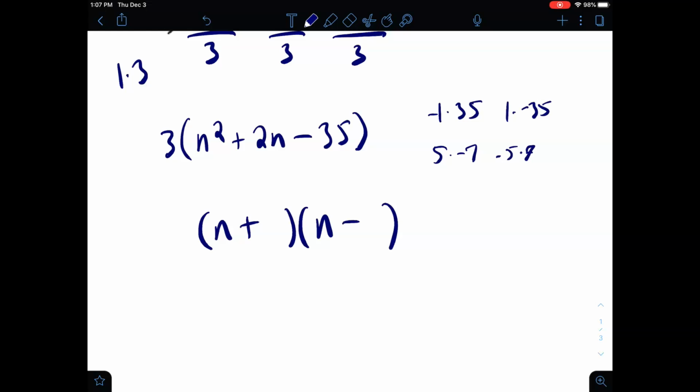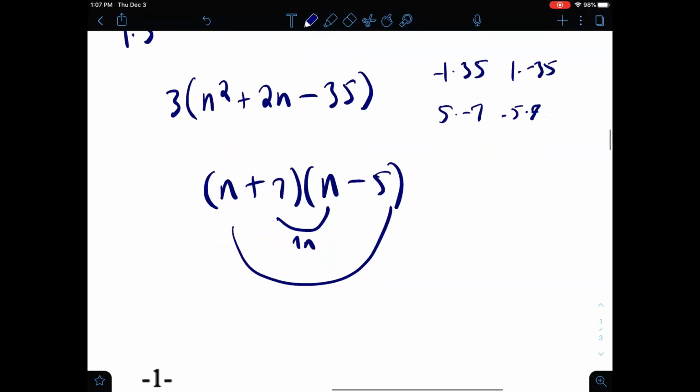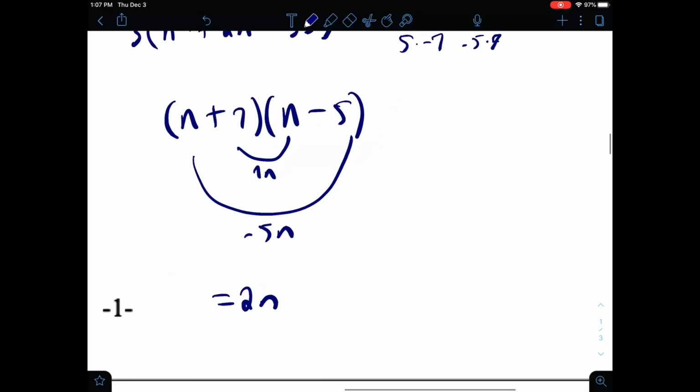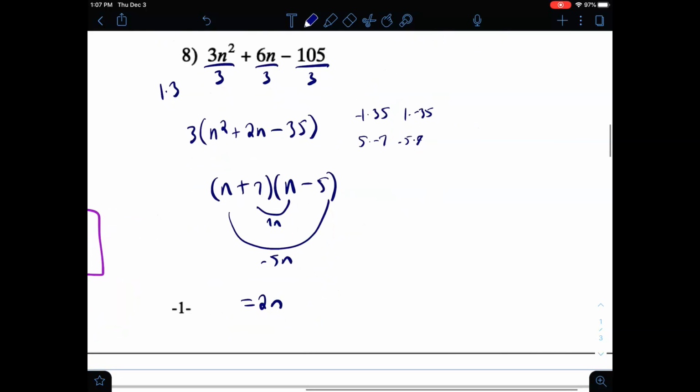Okay, so what should go where? Well, we need to end up with positive 2. So let's try 5 here and 7 here. Let's just give it a try, see what happens. 7 times n is 7n, and n times negative 5 is negative 5n. So this actually is the right answer. I meant to do the wrong thing first, but this is okay. This is going to equal 2n. So we actually found the right answer for this one. So our final answer is going to be 3 times n plus 7 times n minus 5.